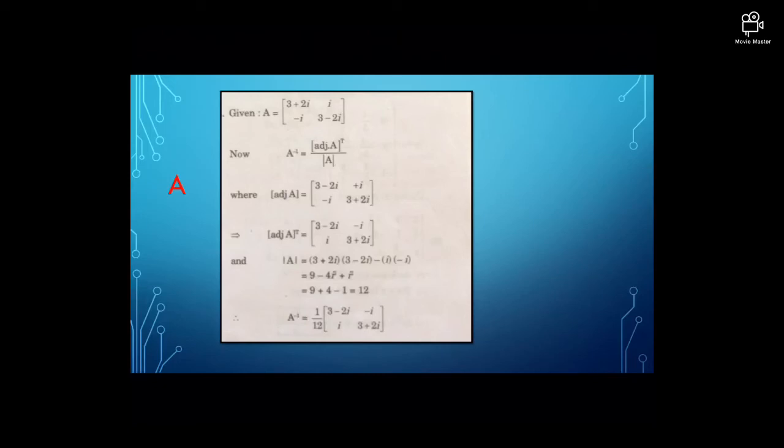So we are getting determinant A equal to (3 plus 2i) into (3 minus 2i) minus (i) into (minus i). The determinant A is found the same way, by cross multiplication. So it's 9 minus 4i square plus i square, which is 9 plus 4, since i square is minus 1. So just substitute that. We are getting the determinant of matrix A as 12. So A inverse is 1 by 12 into [3 minus 2i, minus i; i, 3 plus 2i].